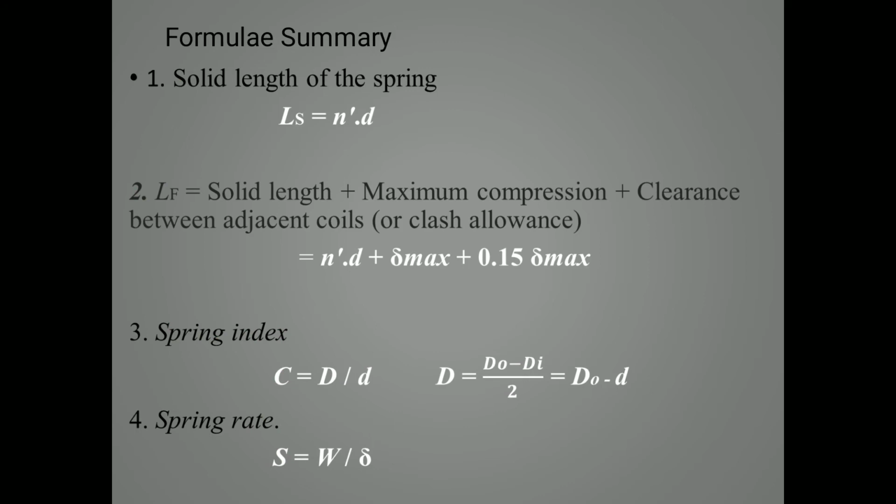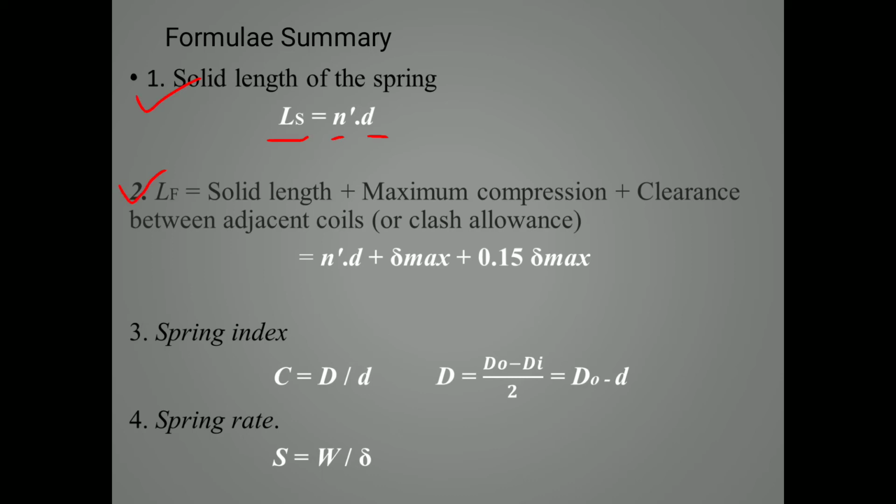As in lectures number 3, 4 and 5, we have seen the formulas which are used for calculation of springs. By using these formulas you can calculate the solid length of a spring, that is Ls, the solid length. So it is the number of total coils times the spring wire diameter. So Ls is equal to N dash into d.